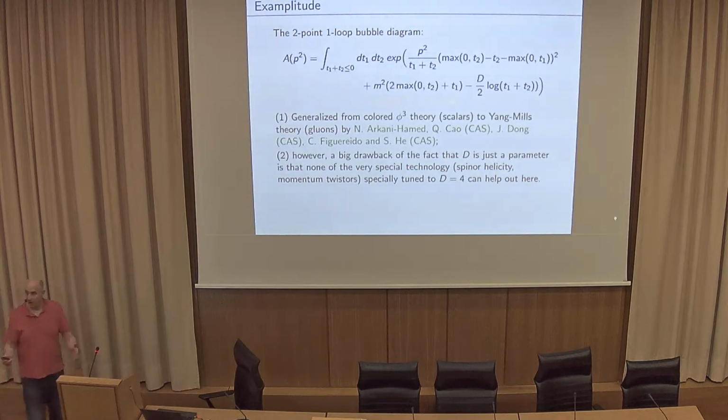The fact that D is arbitrary means that you cannot make use of any of the very, very special things that we know happens in 4 dimensions. So in 4 space-time dimensions where we live, you can use spinor helicity variables or momentum twistor variables that we've heard about that buy you an enormous amount of simplicity. But you can't directly use those here because the formula is equally applicable in any number of space-time dimensions.